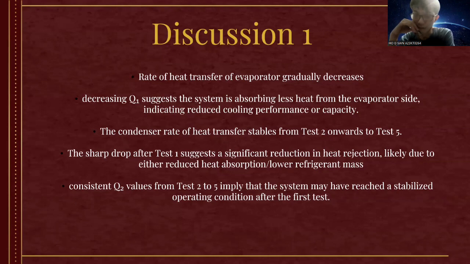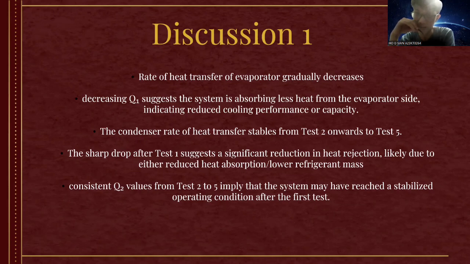From the table, we can know that the rate of heat transfer of the evaporator gradually decreases. A decreasing rate of heat transfer of the evaporator suggests that the system is absorbing less heat from the evaporator side, indicating a reduced cooling performance or capacity. The condenser rate of heat transfer stabilizes from test 2 onwards to test 5, with a slight spike on test 1. The sharp drop after test 1 suggests a significant reduction in heat rejection, likely due to reduced heat absorption or lower refrigerant mass or a reduced mass flow rate. Consistent Q2 values from test 2 to test 5 imply that the system may have reached a stabilized operating condition after the first test.